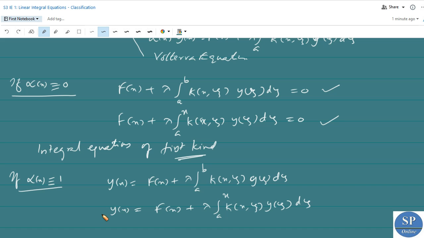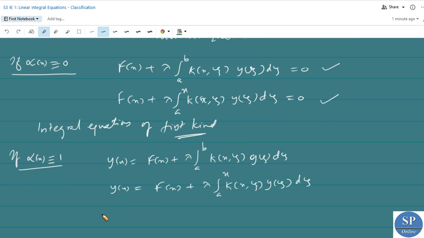So in that case, when alpha of x is equal to 1, these integral equations are called integral equations of second kind. That means this equation is the Fredholm integral equation of second kind, and this equation is the Volterra integral equation of second kind.